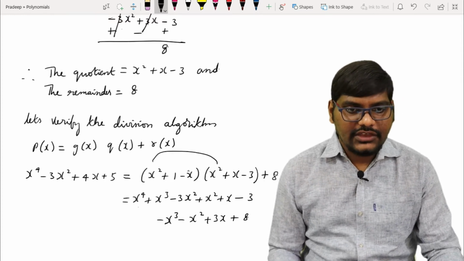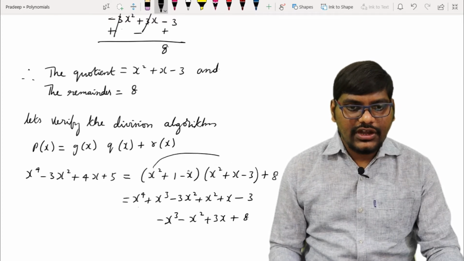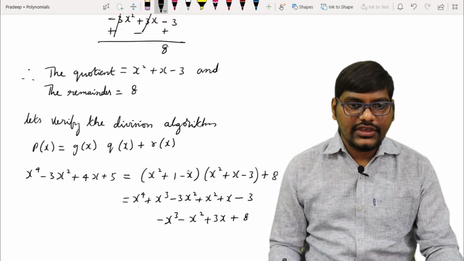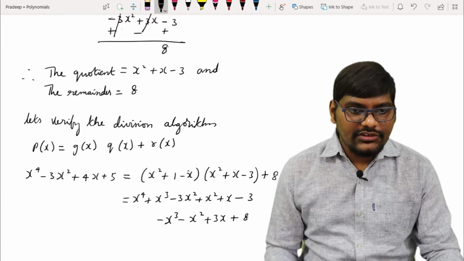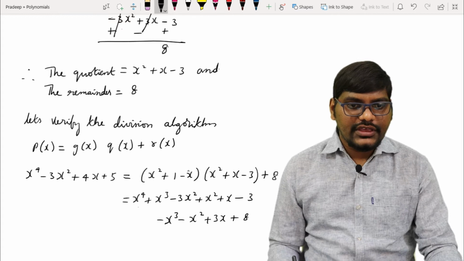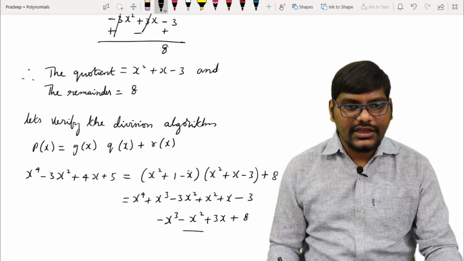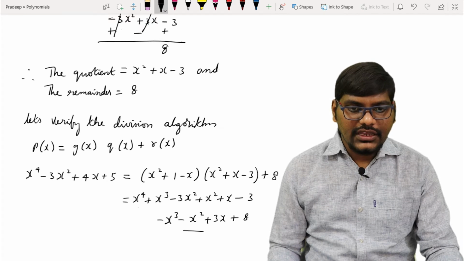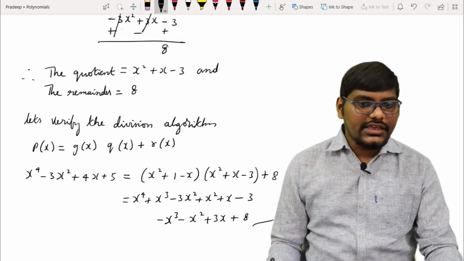Let's check one more time. X square into x square is x power 4, x square into x is x power 3, x square into 3 is minus 3x square. 1 into x square is x square, 1 into x is x, and 1 into 3 is minus 3, and we'll multiply with minus x also. So minus x into x square is minus x cube, and minus x into x is minus x square, and minus x into minus 3 we'll be getting as plus 3x, and this plus 8 we are writing as it is.